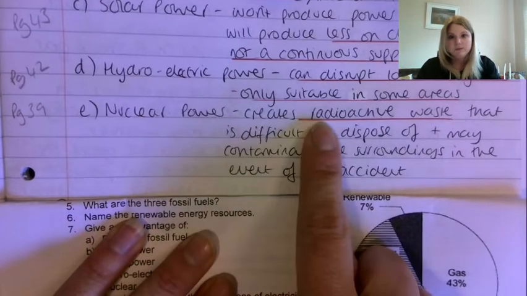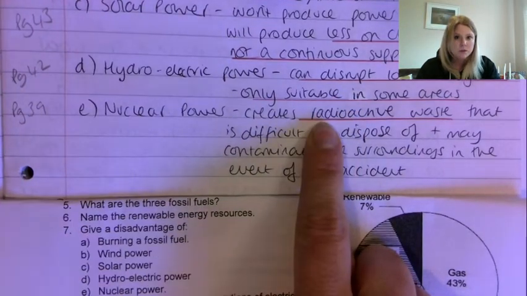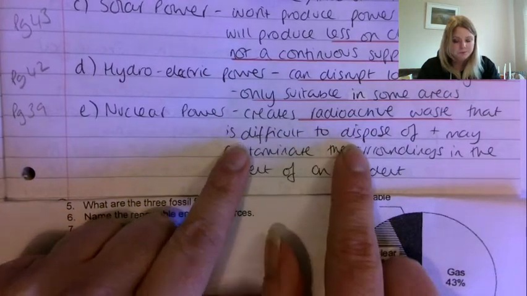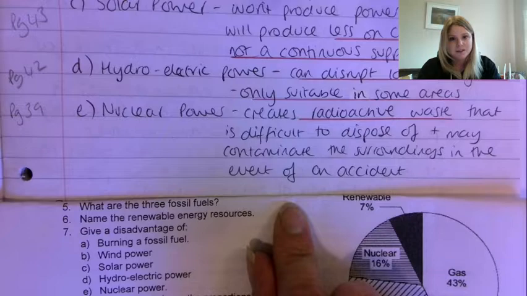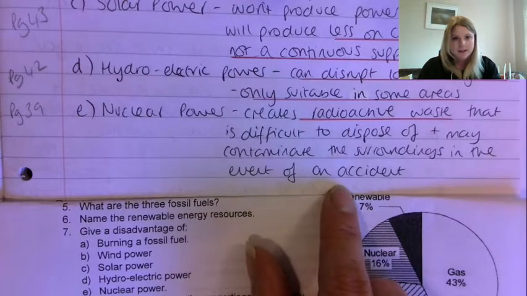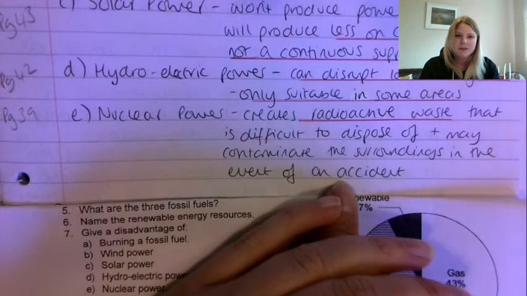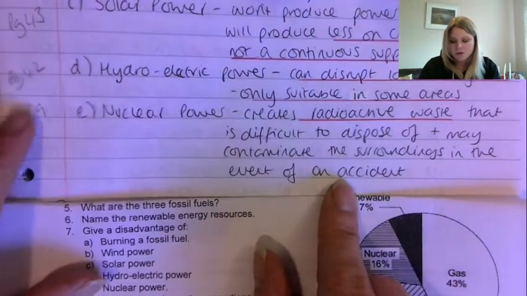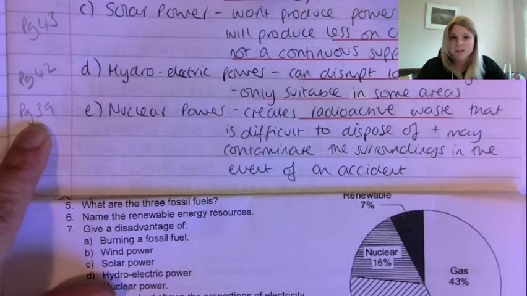So the big one for it is that it creates radioactive waste, which is very, very dangerous. It's very difficult to dispose of, and if there's a natural disaster or an accident, then that radioactive waste can get out into the atmosphere of the surrounding area, and that's not good. So page 39 was where I got that information from.